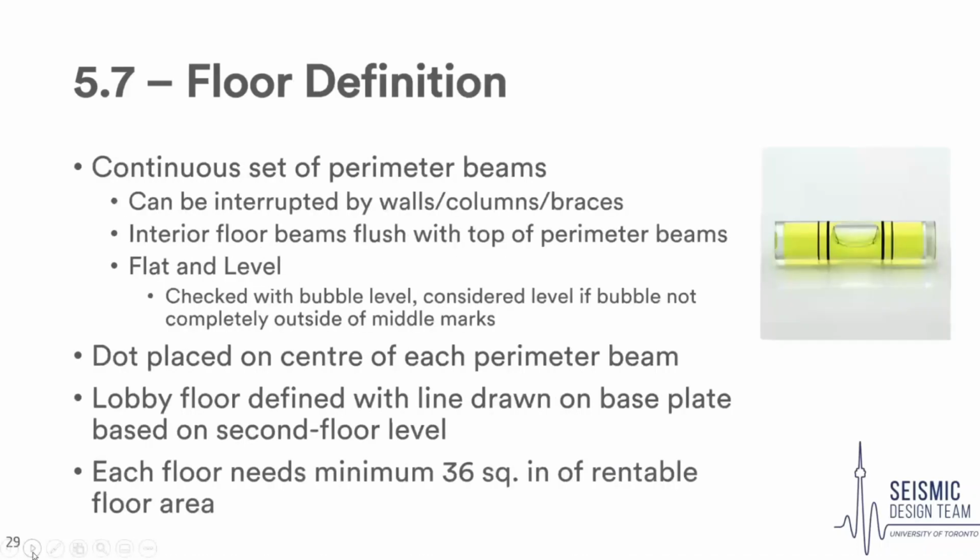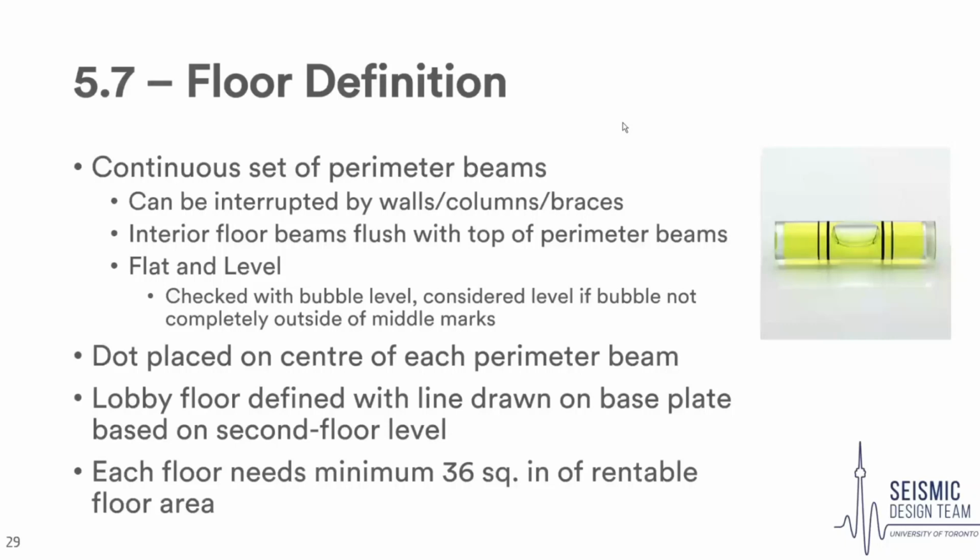The definition of a floor is a continuous set of perimeter beams, which just means beams that define the outside of that floor. They can be interrupted as long as there's a beam going in and out of that interruption. So for example, if you have a column and you have a beam going in and out of that column, that's fine. You have interior floor beams, which are flush with the top of the perimeter beams, which help you define your floor area. They have to be flat and level, and it's checked with a bubble level, which you can see on the right.